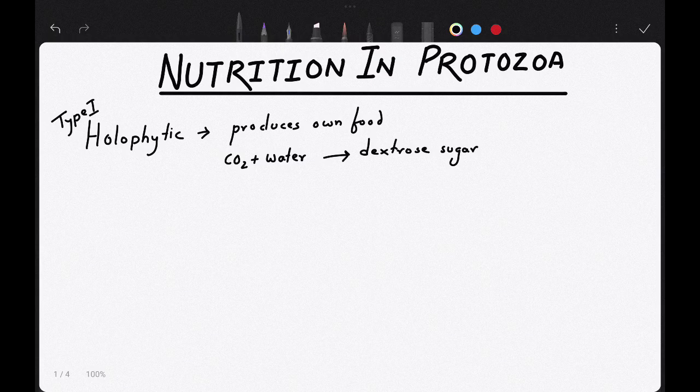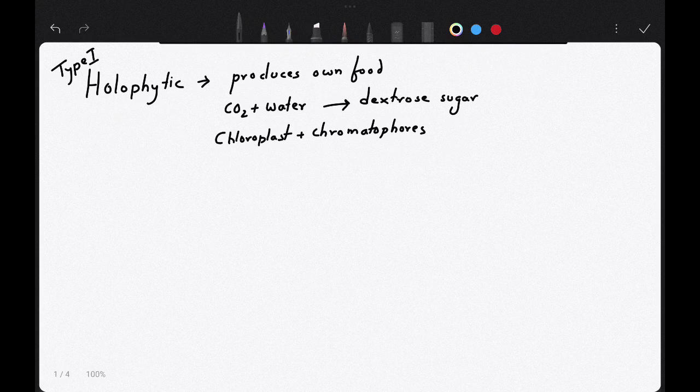Now in this type of protozoans there are two important organelles: chloroplast and chromatophores. These organelles help in the production of their own food. So this is holophytic nutrition.